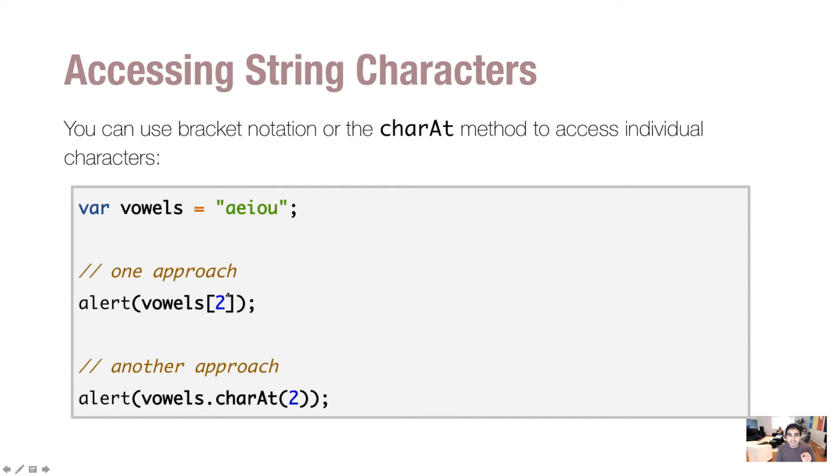So remember again, index notation starts with 0 in JavaScript. And if you don't want to use the bracket syntax, maybe you don't like it, you can totally use the charAt method, which functions in a very similar way. You just call the charAt method on the text, and then you specify the number 2, or whatever number of the index position you're interested in, to get the character returned.